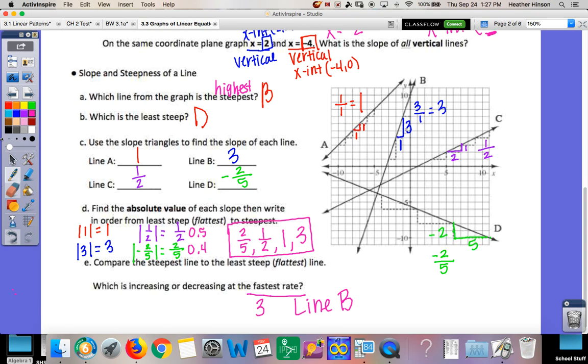Okay, so y'all go try to practice. Graph your lines, look at steepness, find slope, all of that. Try your practice.